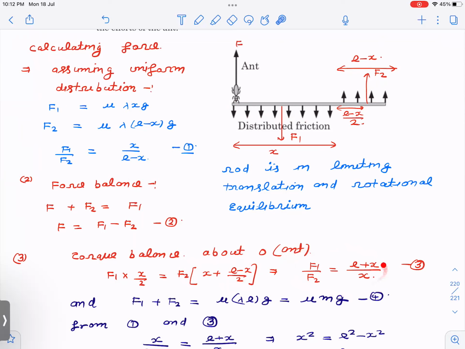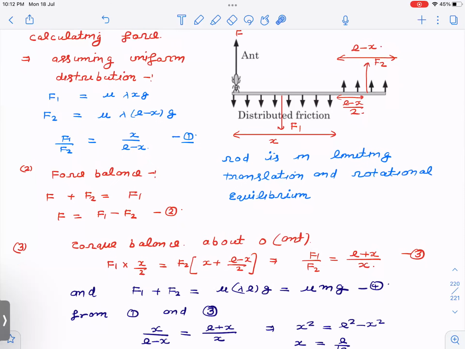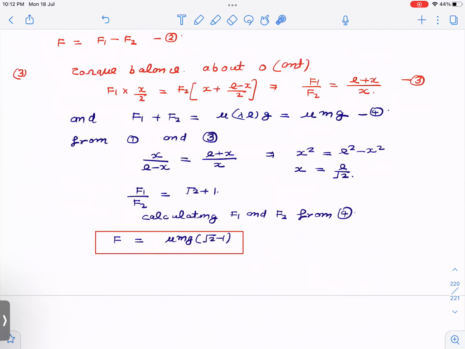From this, you have got another equation for F1 by F2. From here you can see F1 by F2 is this, and from equation 3 it is this. We can just equate these two, which is the next logical thing to do to find x. Before that, I've written one more equation. F1 plus F2 will be equal to what? F1 plus F2 is the total friction force. You can just add these and see. That is mu lambda L, which is mu mg.